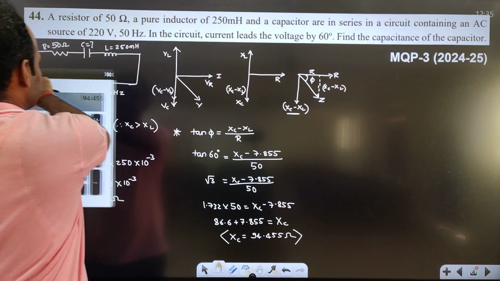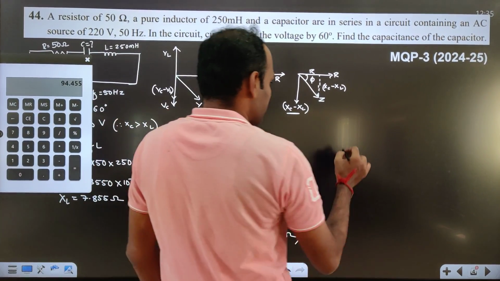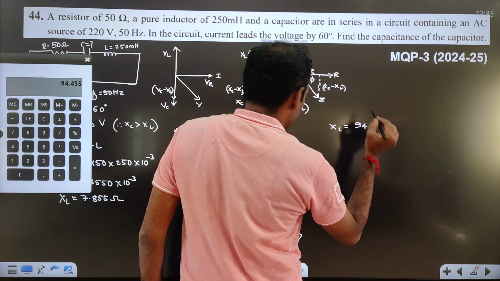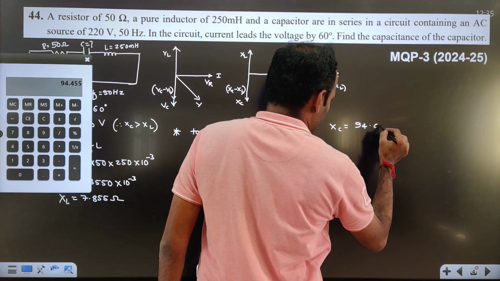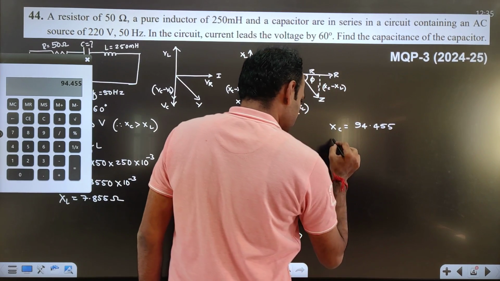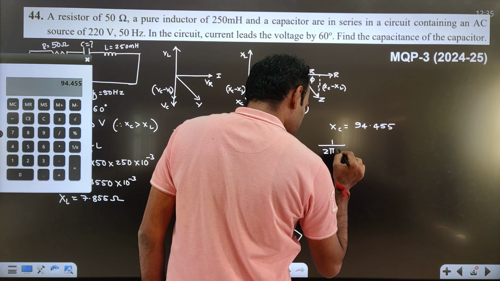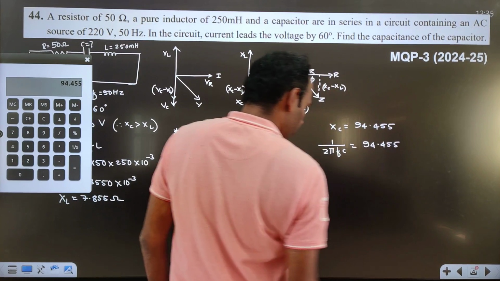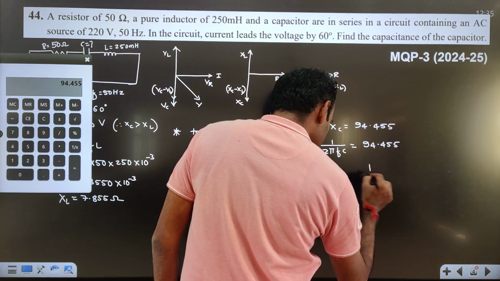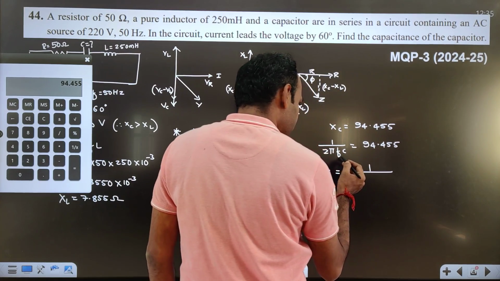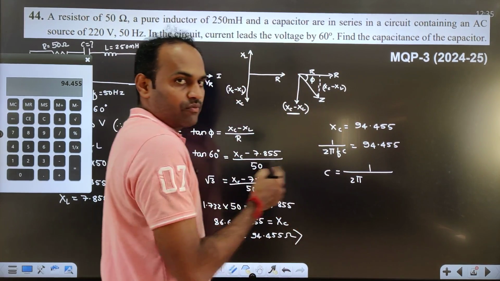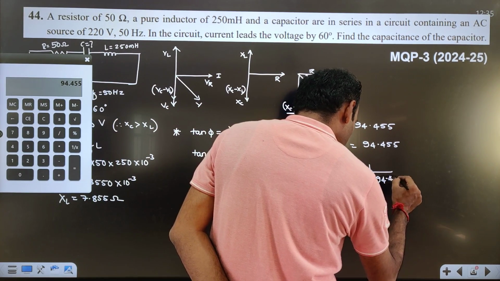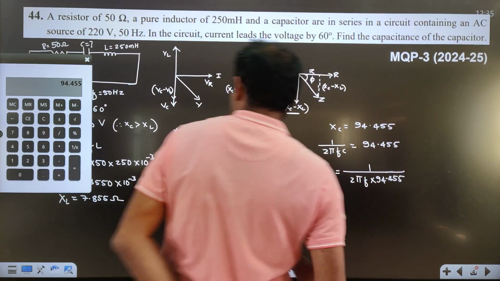Correct? Now let us calculate C. We want C. ಈಗ ನಮ್ಮ ಹತ್ರ XC ಅದರಿ. We have XC. How much is XC? XC is 94.455, right? This is the value of XC. XC the formula ಏನ್ರಿ, 1 by 2 pi f C. So 94.455, I want the value of C. So C is equal to 1 divided by 2 pi f into 94.455. I will take C on that side, 94.455 ಈ ಕಡೆ ಬರ್ತದ್ರಿ. Correct? Okay, let us multiply all these things.